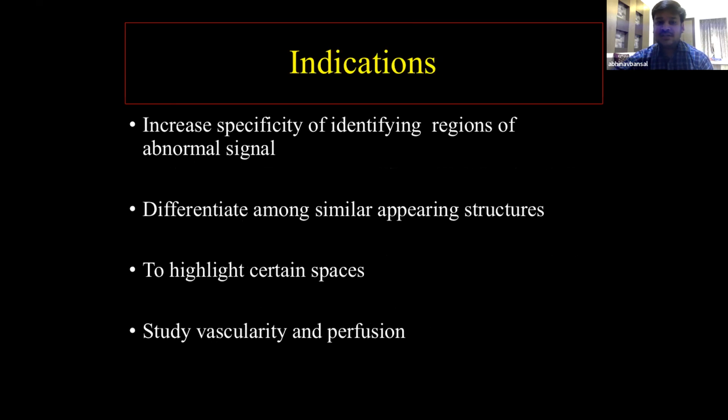So the common indications for which contrast agents are used in clinical practice are increasing the specificity of identifying any regions of abnormal signal which are picked up on a pre-contrast scan. Then they also help in differentiating among similar appearing structures by enhancing the contrast resolution. Also, they are used to highlight spaces like CSF spaces as well as joint spaces for better information, and also to study the vascularity and perfusion of various tumors for their characterization.